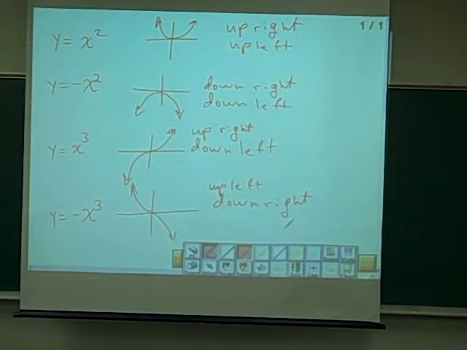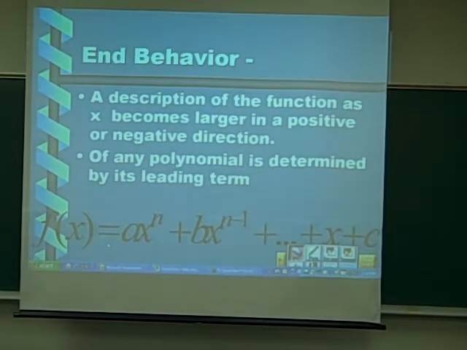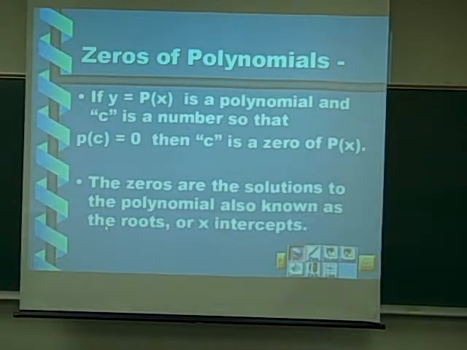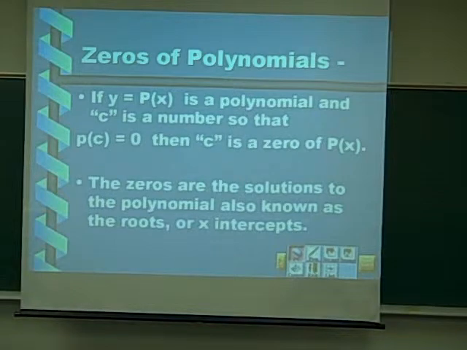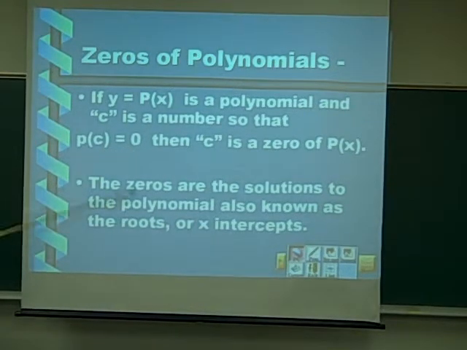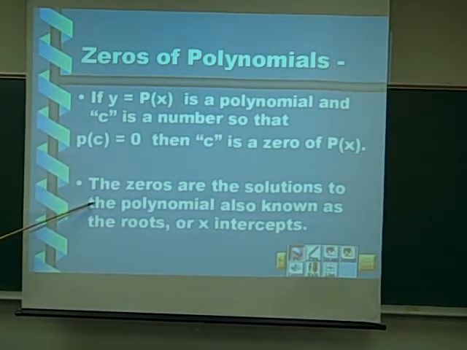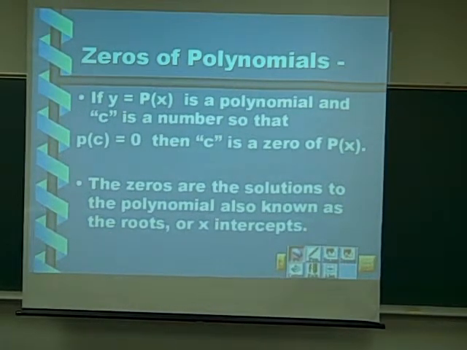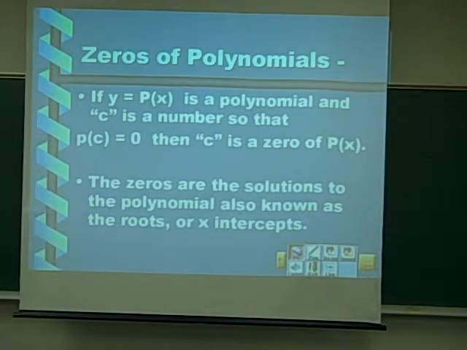Alright, so let's continue on with these notes. And that's all that's saying here. The zeros of a polynomial, where c is a number so that when you plug that in you get 0 out. Well, basically a zero is just an x-intercept. So we could say that this would be c, comma 0. The zeros are the solutions to the polynomial. They're also known as the roots or the x-intercepts. So that's all zeros mean.